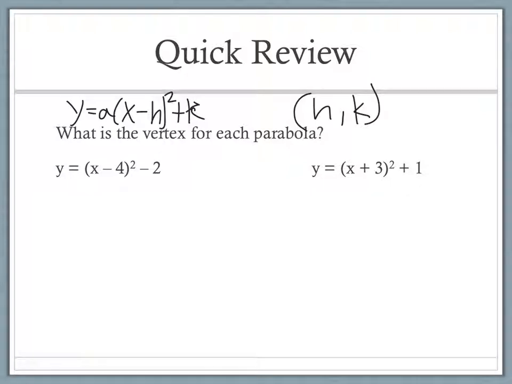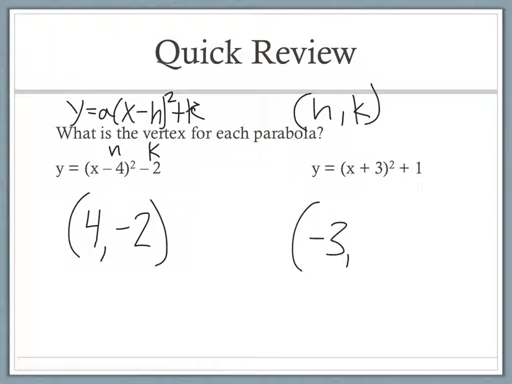So if I wanted my point (h, k), remember this is our h and this is our k. Remember, it's x minus h, so my h is actually going to be the opposite. It's not going to be negative 4, but positive 4. But my k is just negative 2, because that h value, or left to right shift, is always opposite. So over here, my vertex would be (negative 3, positive 1). That's going to help us out later on.